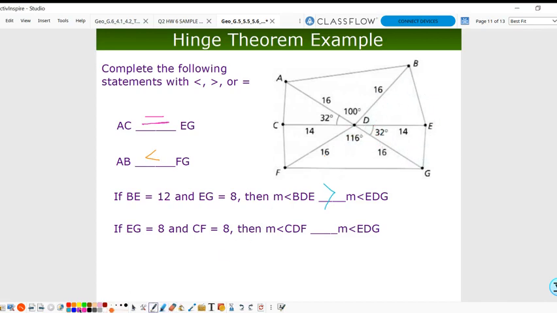Looking at our last example for this one, if EG is 8 and CF is 8, what do we know about these angles here? I'm looking at my side lengths. I've got 14 and 16. 14 and 16, my included angles are both opposite side 8, so they would have to be equal to each other.